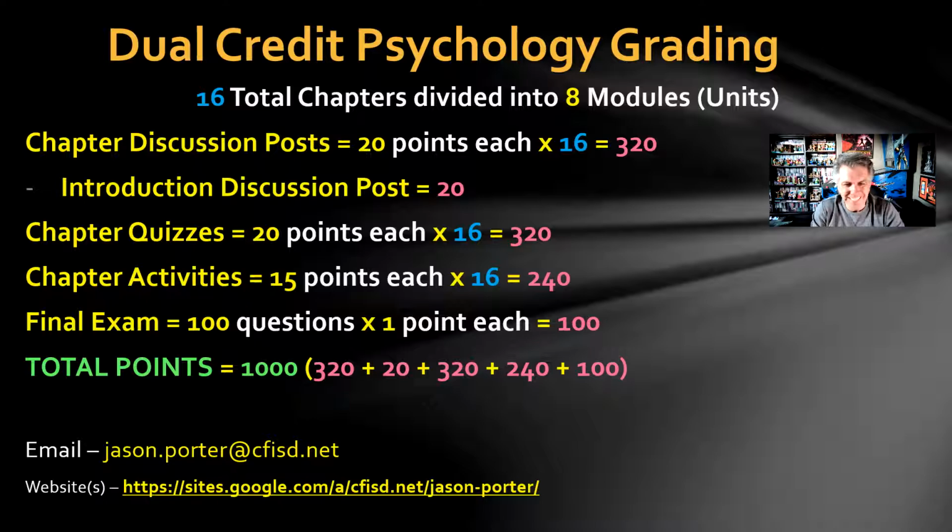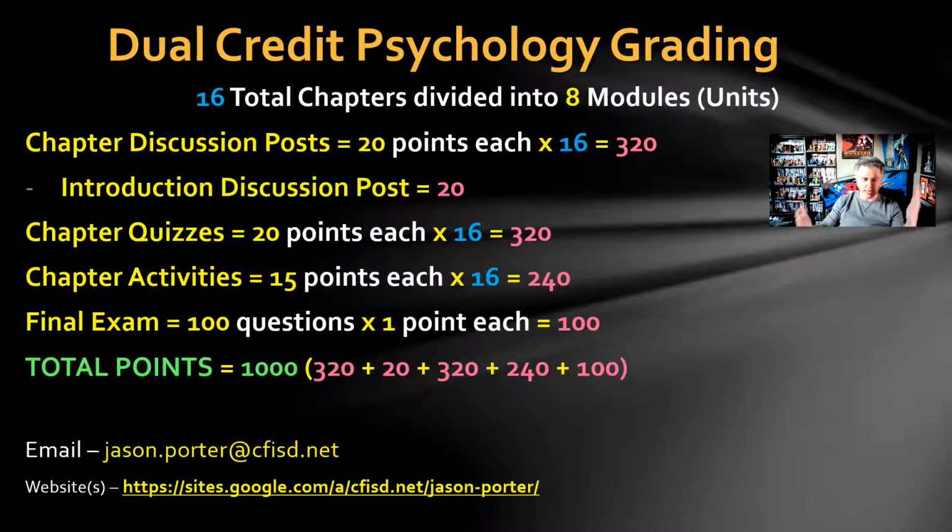You'll have 16 individual chapter quizzes. Most of them will be 10-question quizzes worth 2 points each. A couple of them, I think, are 20 questions worth 1 point each. But that's a total of 320 points. You'll have some chapter activities, 15 points each, times 16, and then a final exam, 100 questions times 1. And if you add them all together, you get 1,000. And that's the total points.